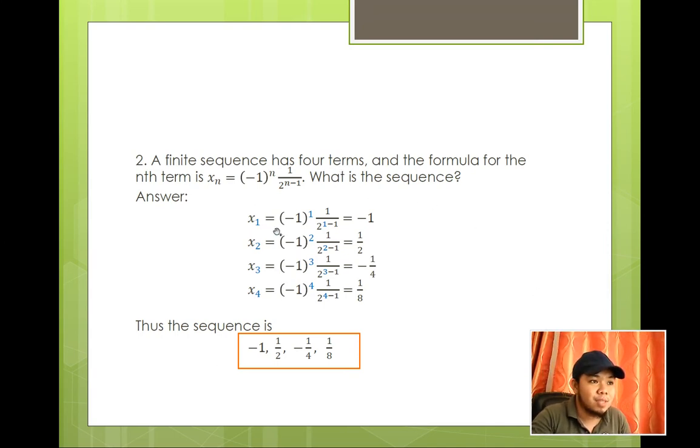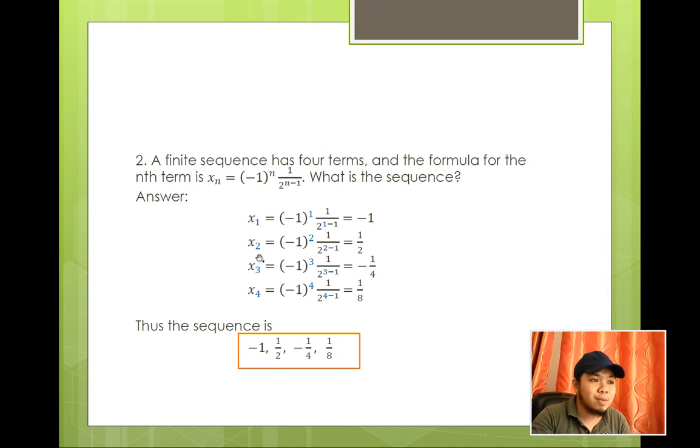So, x sub 1 is equal to, substitute lang, negative 1. Copy lahat ng 1. Then, with 1 over 2. So, n minus 1 din. 1 minus 1. So, simplify lang natin. So, negative 1 times by itself, negative 1. So, ito naman nandito, 1 over 2 minus 1 over 1. So, ang magiging sagot natin dyan ay negative 1.